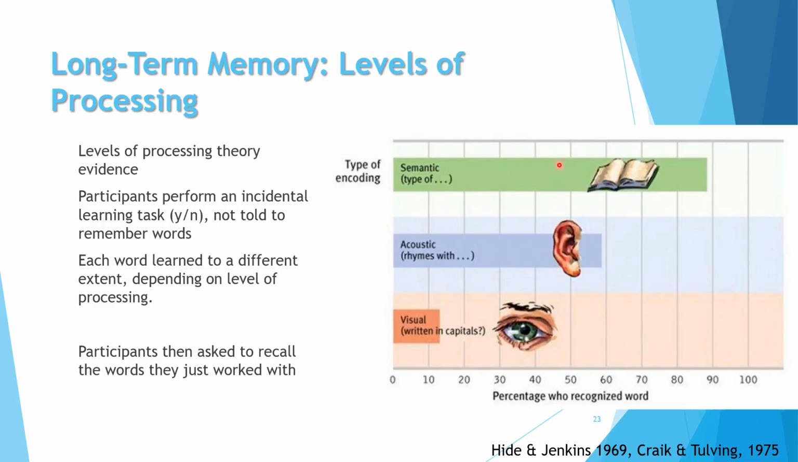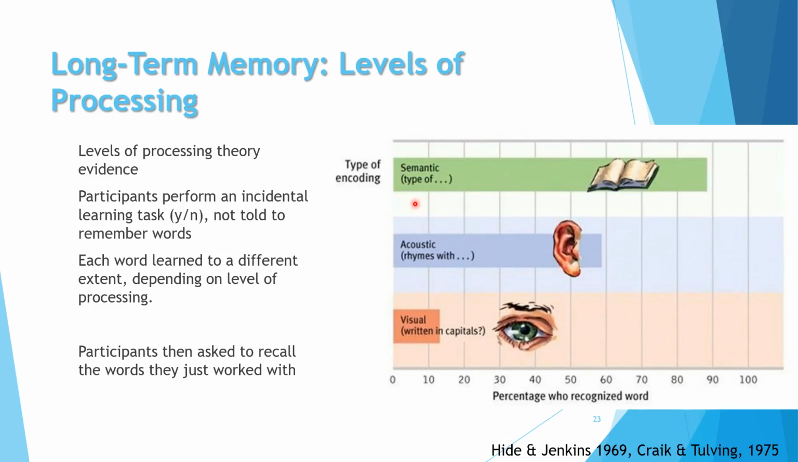We've got a chart here showing an example study. In this study, people were shown a series of words. For each one of the words, they were asked to answer a yes or no question. Either, was the word written in capitals, does the word rhyme with "happy," or is the word a type of fruit?